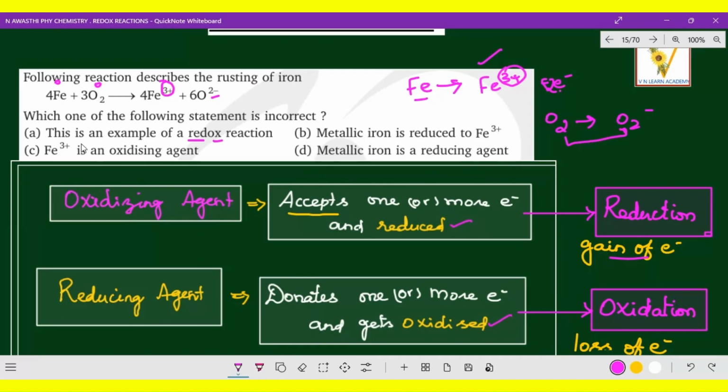Okay, so this is completely a 100% redox reaction. Reduction and oxidation are both taking place simultaneously. So this is the correct option. Now they are asking for the incorrect option only, right?